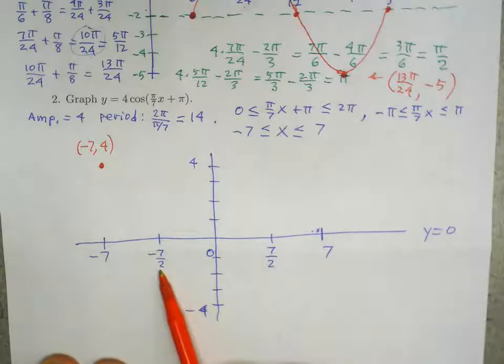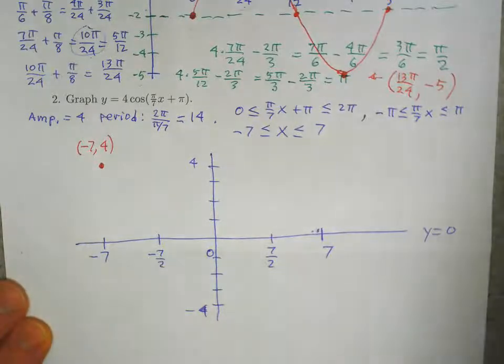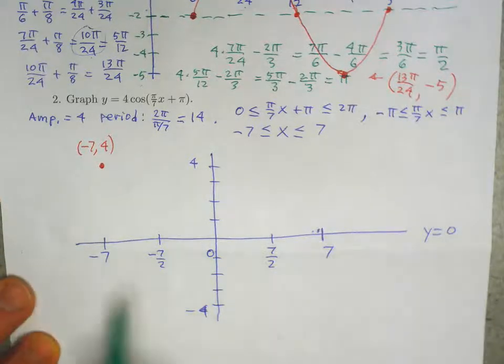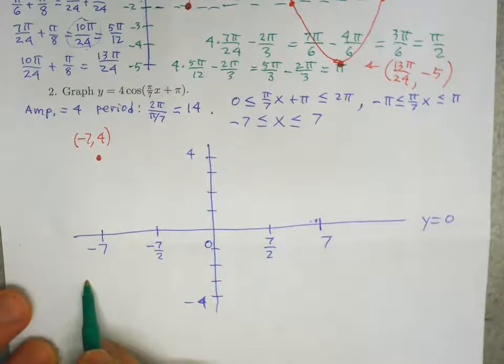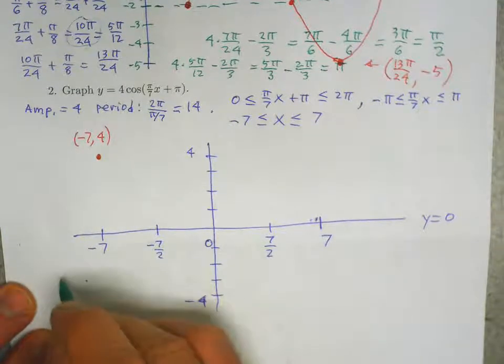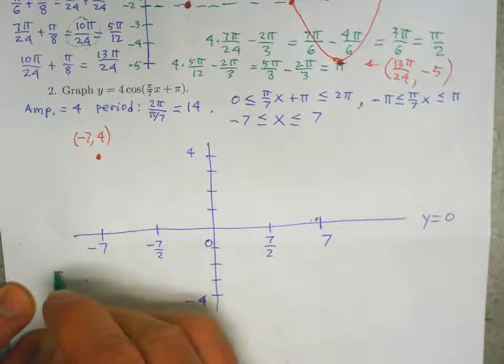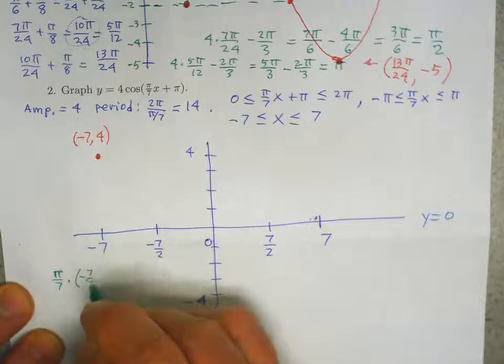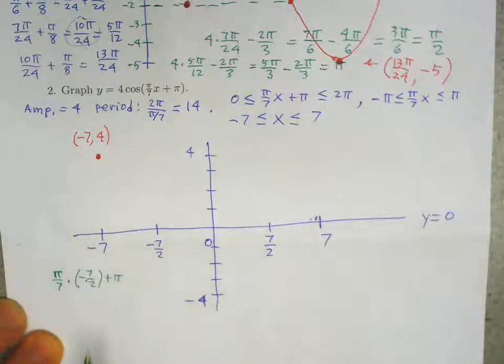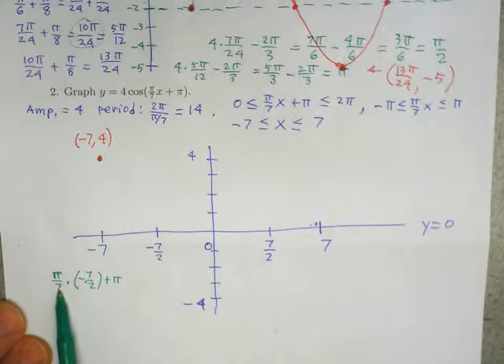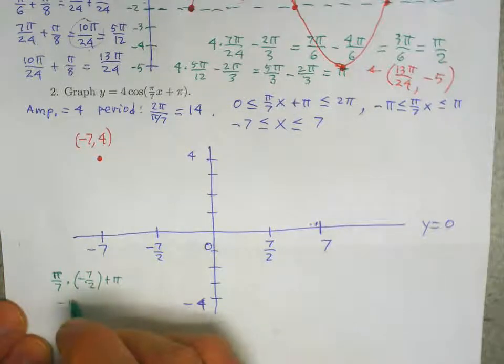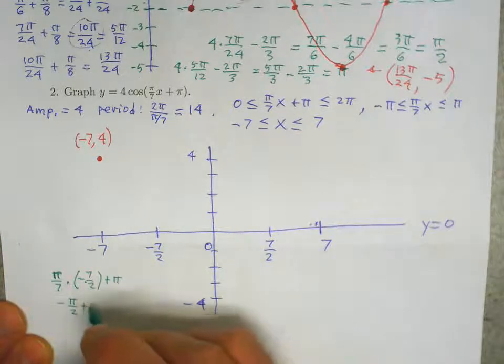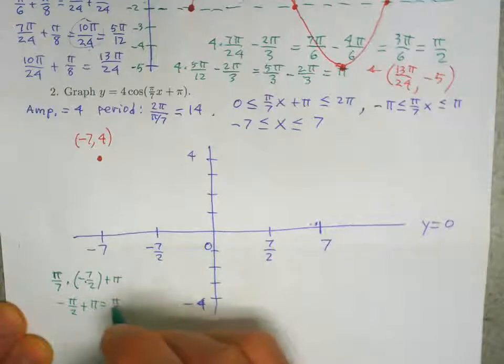Okay, now let x be negative 7 halves. So when x is negative 7 halves, I think I'll be out of the way if we do the calculation over here. So replace x with negative 7 halves, and the 7's cancel, we get negative pi over 2 plus pi, which is pi over 2.